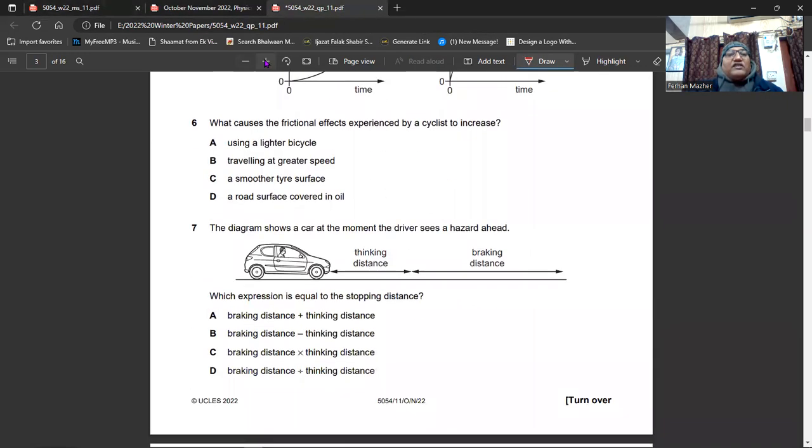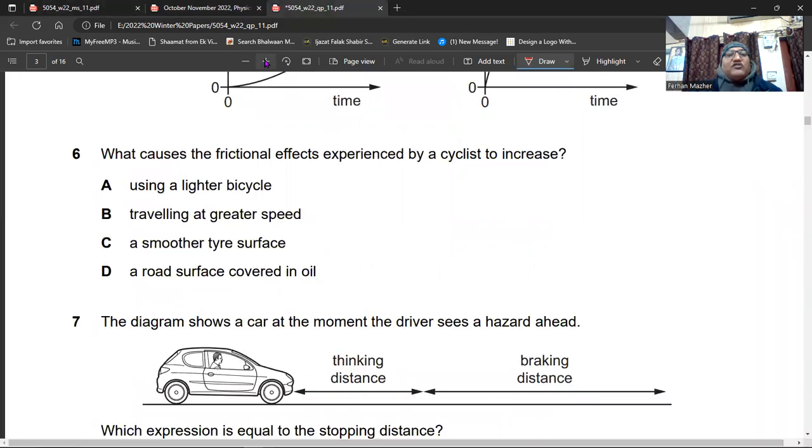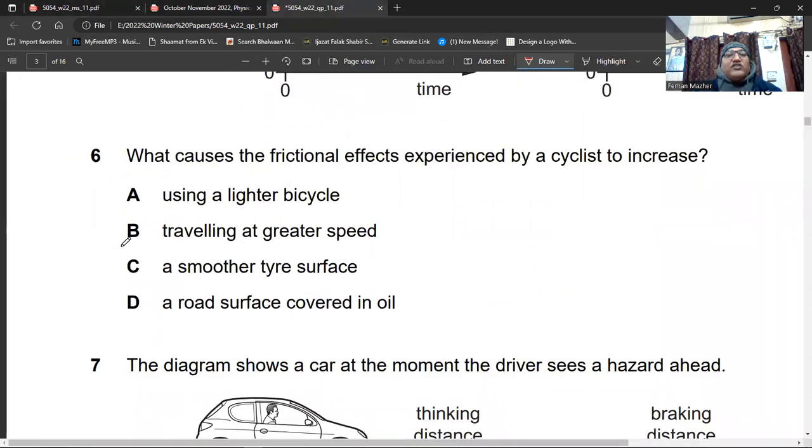Okay, so we are going to the next question, and the next question coming up on your screen is question number 6. What causes the frictional effects experienced by a cyclist to increase? Using a lighter bicycle? I think the friction will decrease. Traveling at greater speed. When you travel at greater speed, the one friction which you will experience more is the air friction and air resistance.